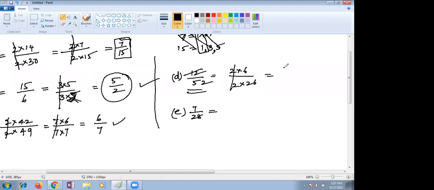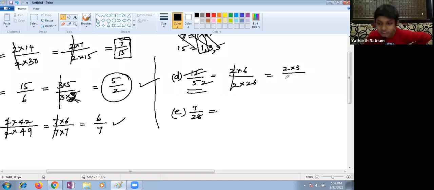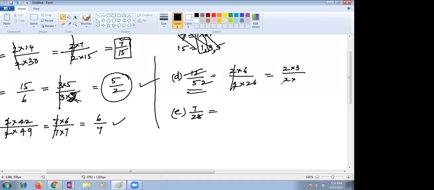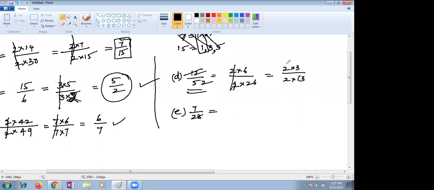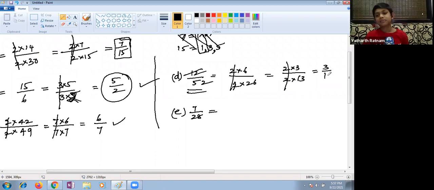What is numerator? Can we go further? 2 threes are 6. Yes, ma'am. 2 threes are 6 and 2 sixes are 26. Half of 26, ma'am, 13. Very good, 13. Now who is out? Ma'am, 2. Very good. Now what is our simplest form, Nana? Ma'am, 3 by 13. That's all.